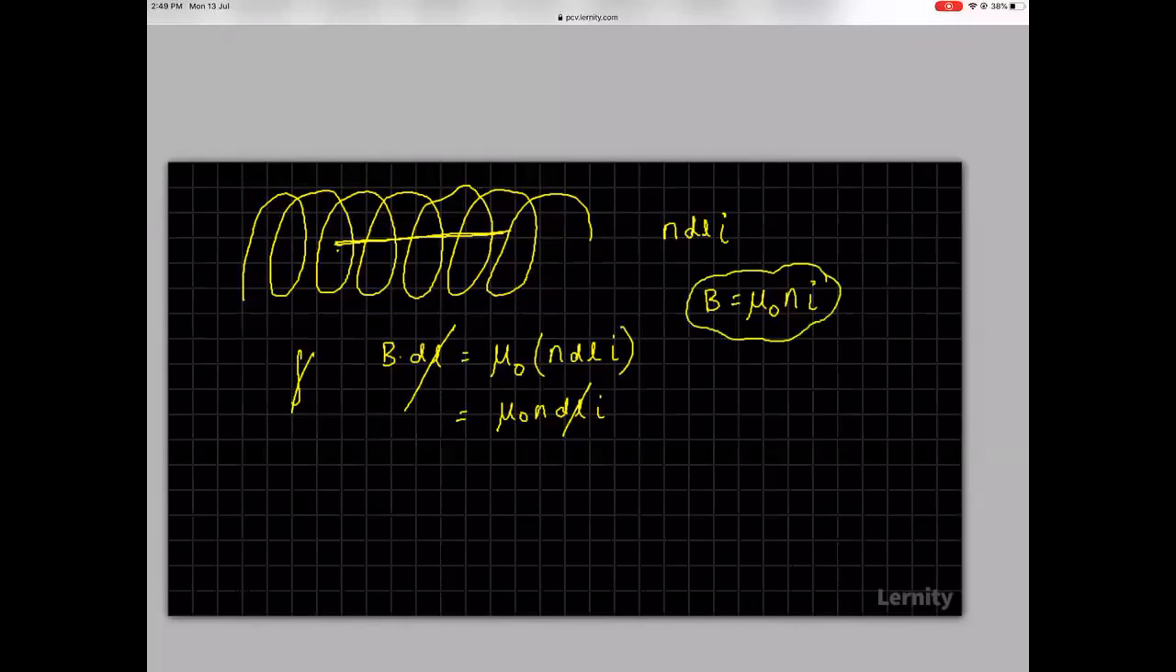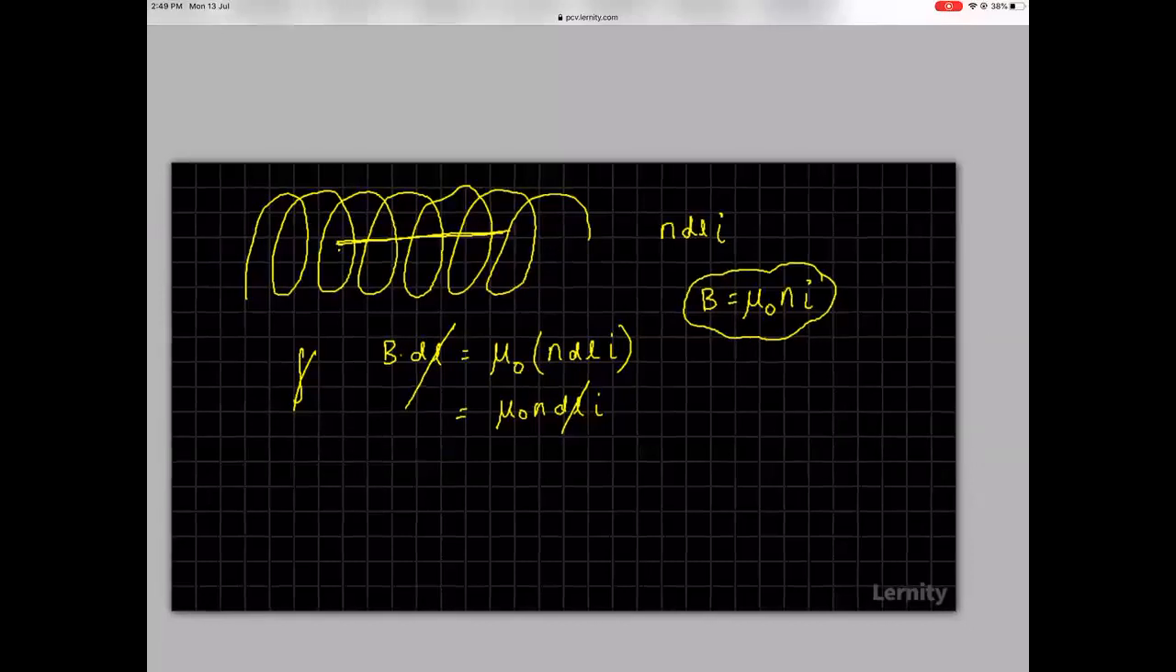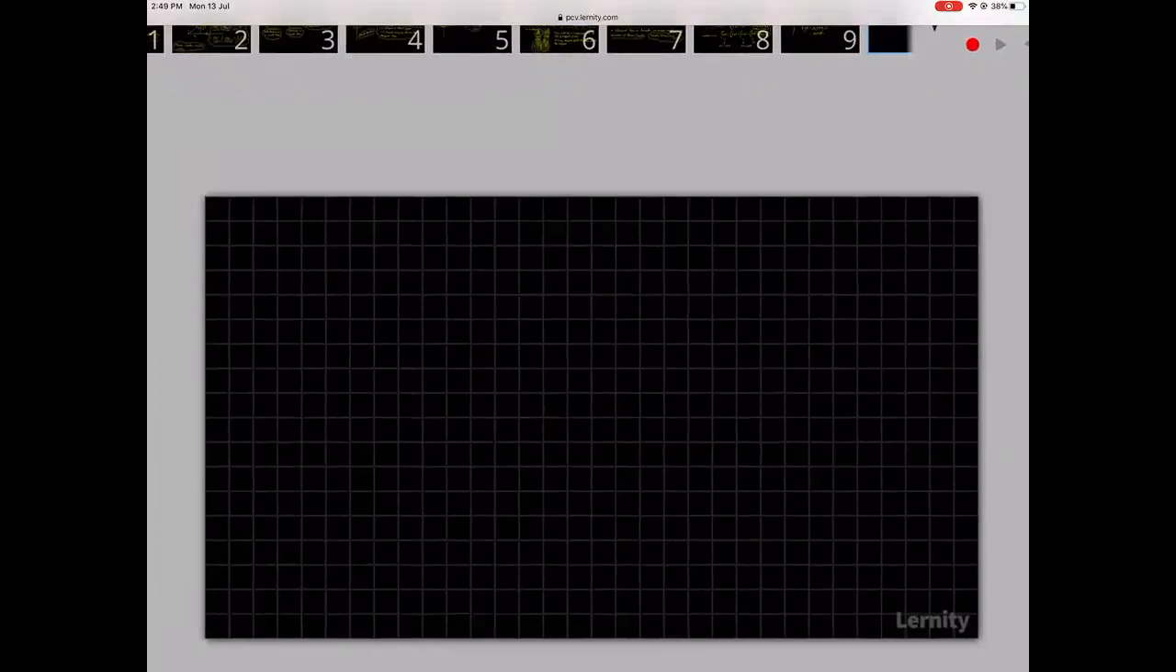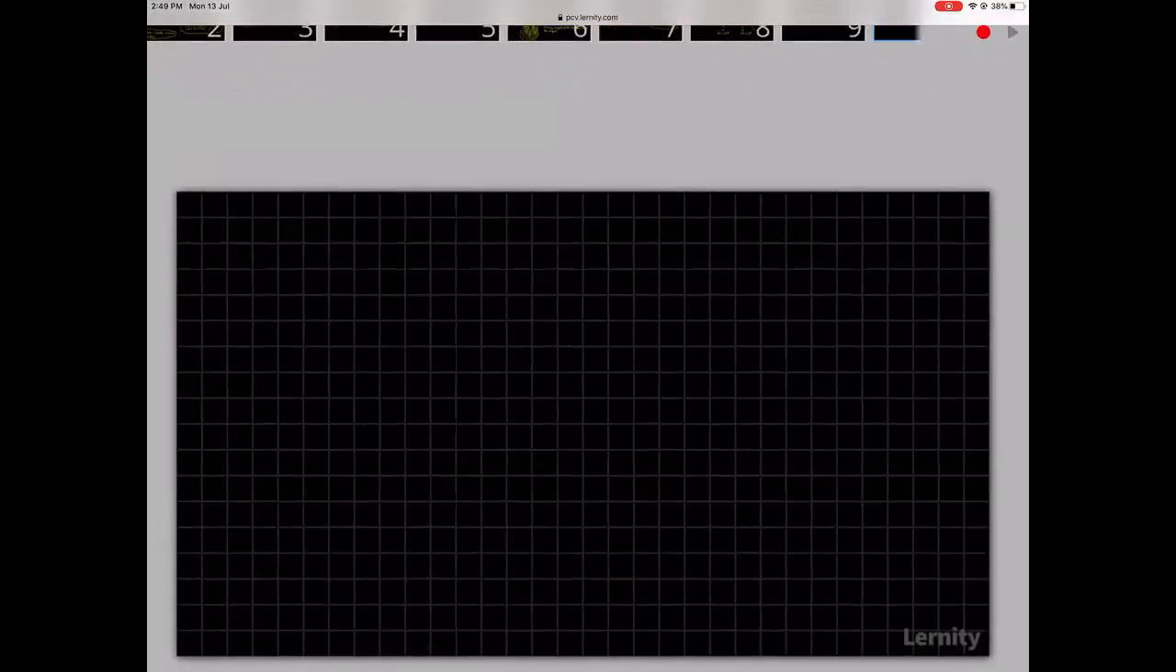Now that N that we are talking of could be 10,000, 20,000, 50,000, 1 lakh, even 2 lakhs, even 3 lakhs, depending on what kind of a solenoid you have. So this is the magnetic field inside the solenoid. Okay, we should try to do this 2-3 times. Only when you try to do this 2-3 times, answers will come.